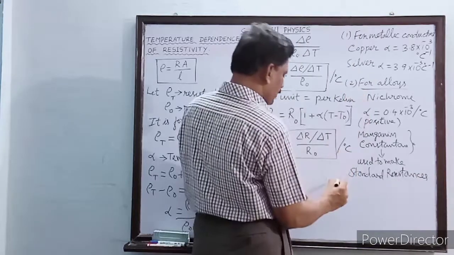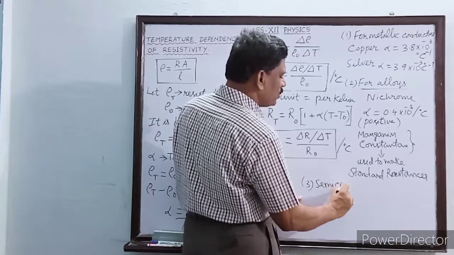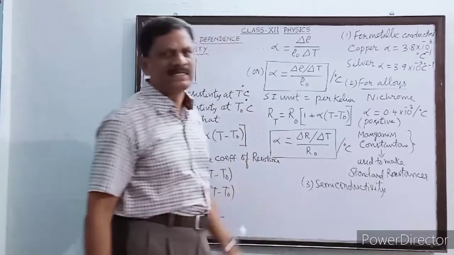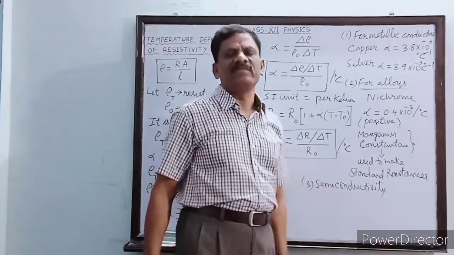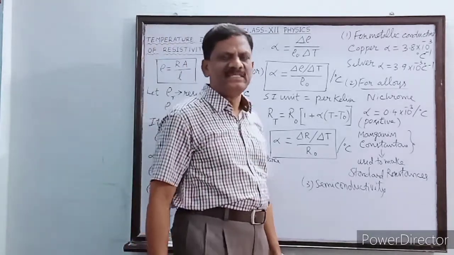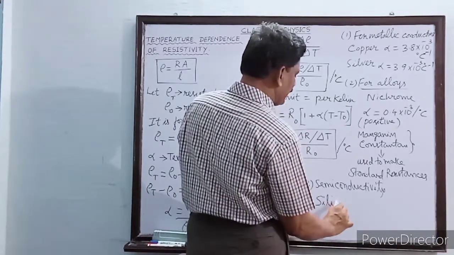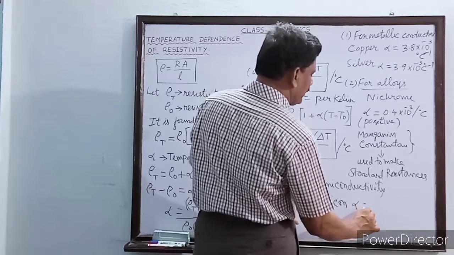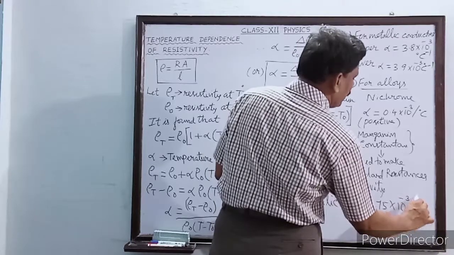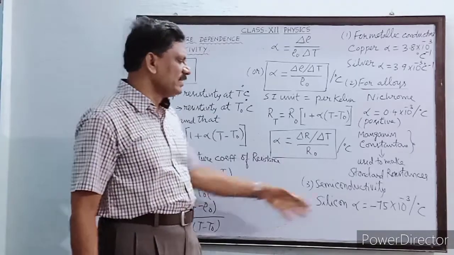Then the third point is for semiconductors, whose conductivity and resistivity lie in between that of insulators and conductors. Semiconductors, for example, diode, transistor and all. So germanium and silicon we can take. For silicon, alpha is equal to minus 75 into 10 to the power of minus 3 per degree Celsius. Minus 75, so this is negative.